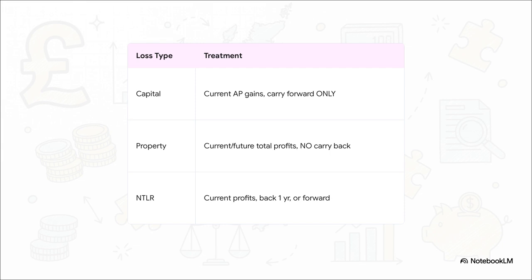To lock this all in, our source material breaks down these other secondary losses into a really strict set of rules. Think of this as your ultimate cheat sheet. Capital losses, they can only go against current chargeable gains or be carried forward against future gains. That's it. Nothing else. Property losses, well, they can be set against current and future total profits, but you absolutely cannot carry them back. And NTLR deficits, like we literally just discussed, they have the most flexibility. Current total profits, back 1 year against NTLR income, or forward. Isolating these rules side by side like this is the best way to make them stick perfectly in your memory.